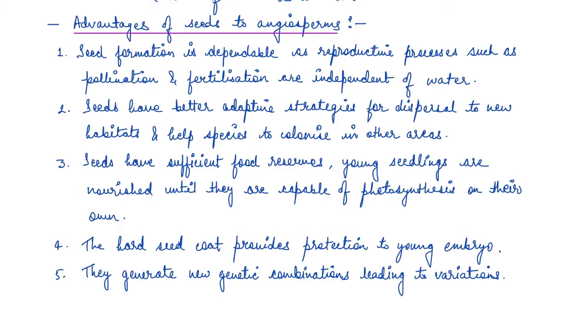So many times what happens is, since these fruits are edible, many animals depend on them as their source of food, and they carry these fruits here and there.